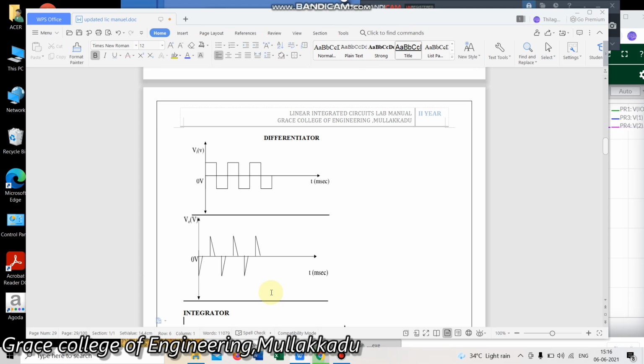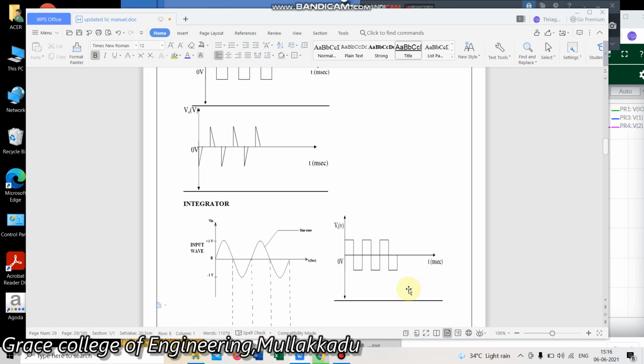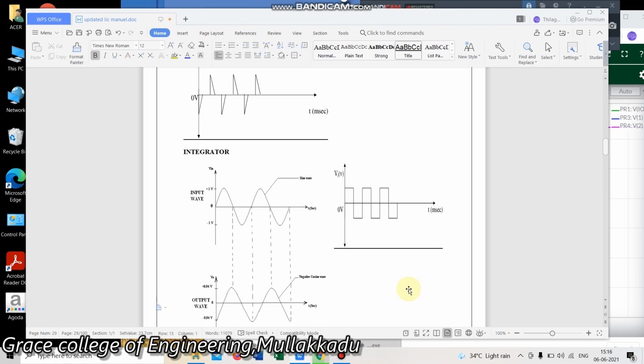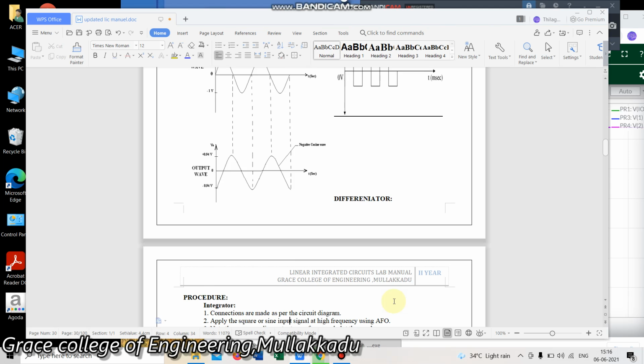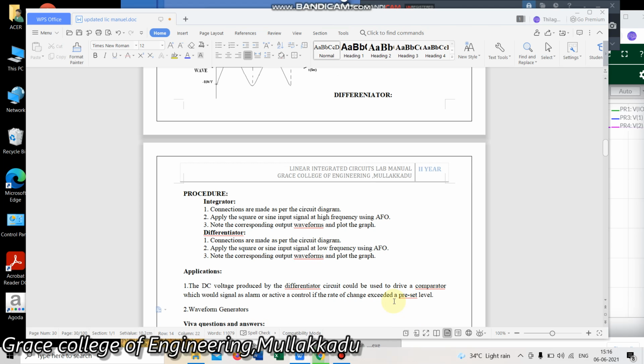For the differentiator, if we give the input as a square wave, then the output will be a spike wave. For the integrator, if the input is a square wave, then the output will be obtained as a triangular wave. For the differentiator, if we give the input as a sine wave, then the output will be the cosine wave. Similarly, we can verify for the various waveforms. The application of this is we can use it in a comparator circuit for cutting the value between a particular frequency.